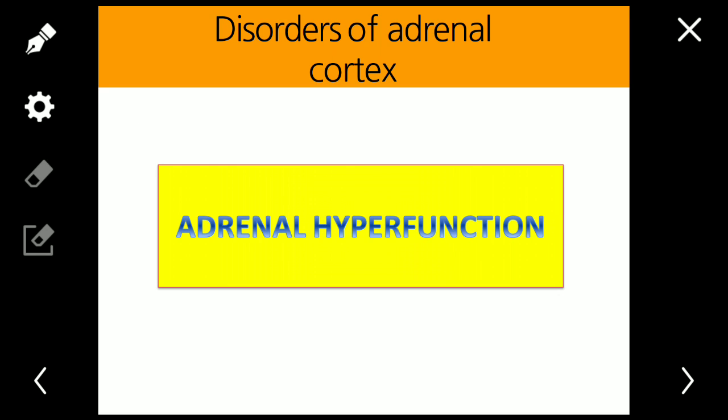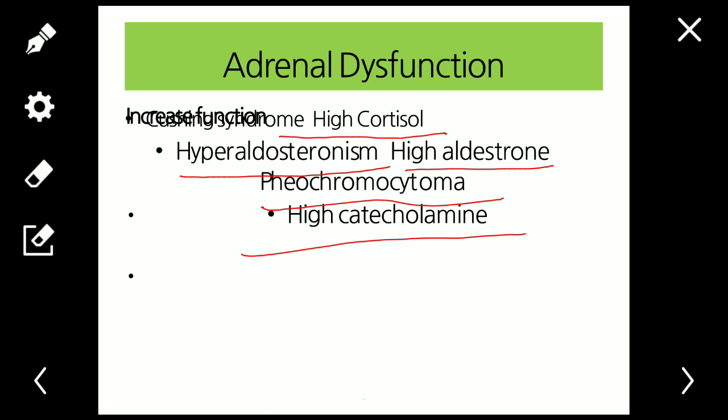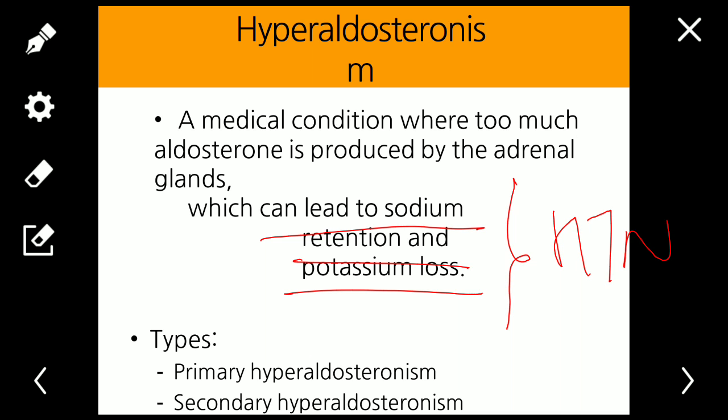Now next is adrenal hyperfunction. Hyperfunction is increased function, that is high cortisol, hyperaldosteronism, and pheochromocytoma due to high catecholamines. Hyperaldosteronism is a medical condition where too much aldosterone is produced by the adrenal gland, which can lead to sodium retention and potassium loss. Sodium retention leads to hypertension.